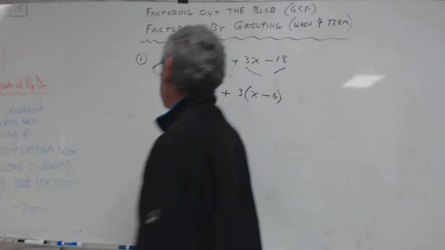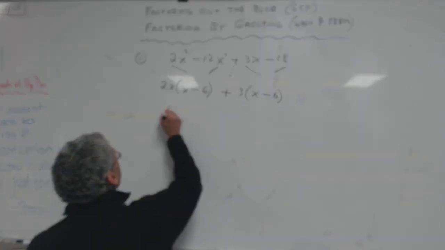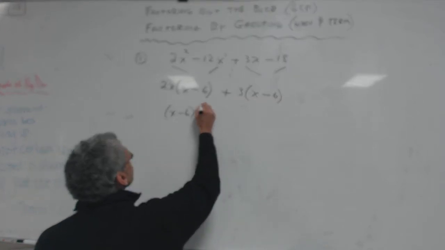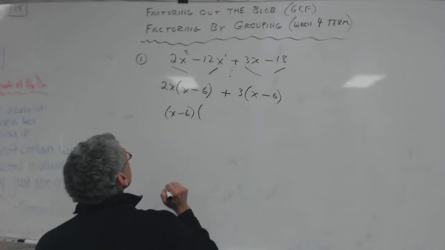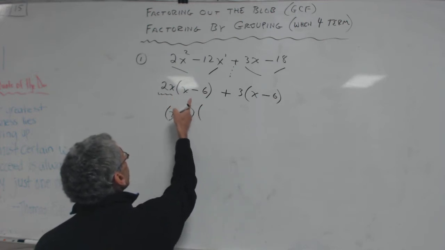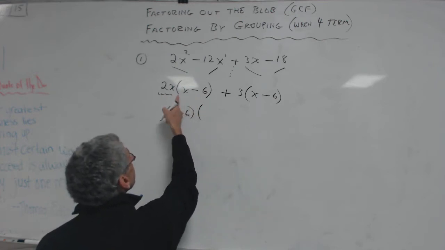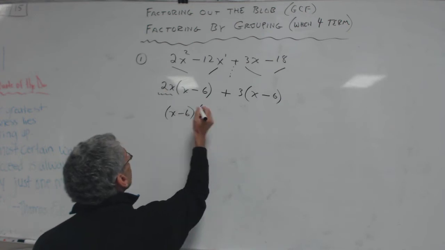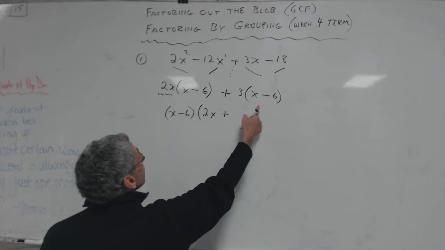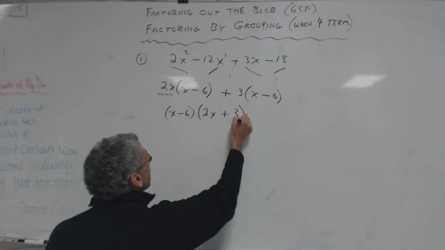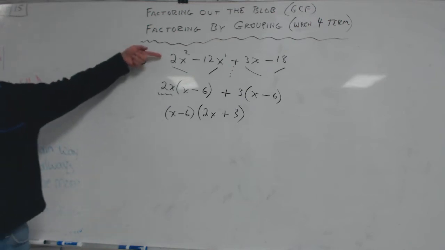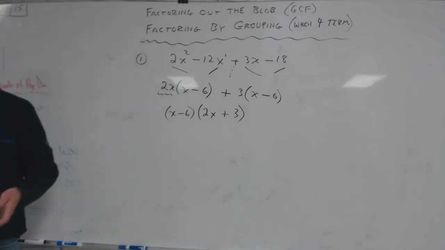So Ben, help us finish with the blob. Okay, so it would be x minus 6 in parentheses. Then it would be, I believe, plus. Just your parentheses. So when you take the x minus 6 out of this term, what do you have? I have 2x. Okay, and then a plus 3. You got it. All right. So that is how you would factor a 4-term problem.